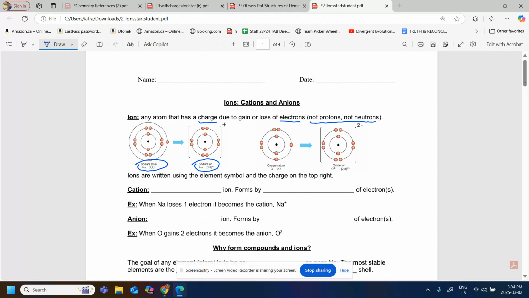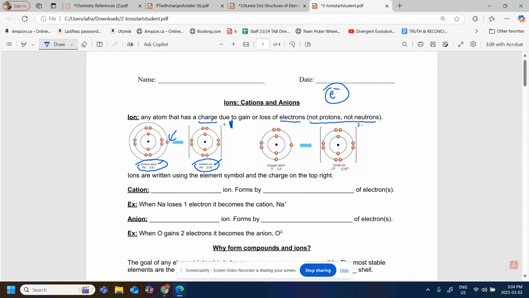What you'll notice is that to go from the sodium atom to the sodium ion, it lost this outer electron here. And so because it lost one electron, it became positive one, because electrons are negative. When you lose them, you become positive. So if you lose one, you become positive one. If you lose two, you become positive two, so on and so forth.